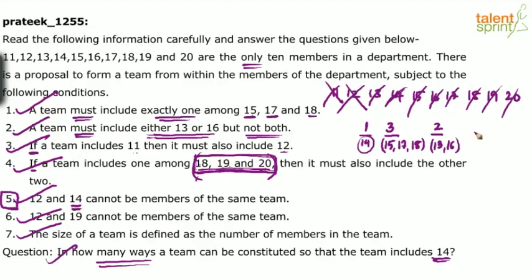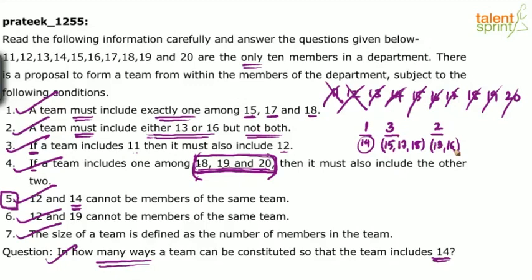So the point is, we have looked at all the 10 persons, 11 through 20, right? And what did we get? The first position can be filled only in one way. That is, person 14 has to come. The second position can be filled in 3 ways, either 15 or 17 or 18. And the third position can be filled in 2 ways, either 13 or 16.